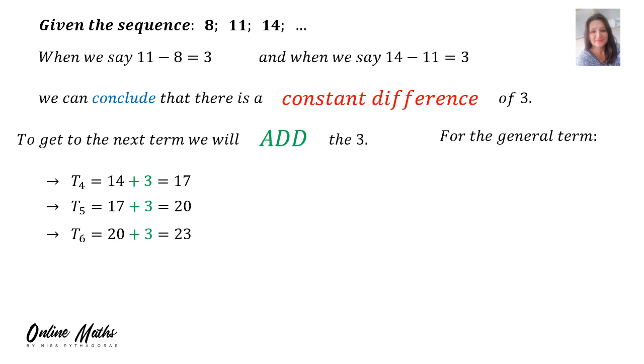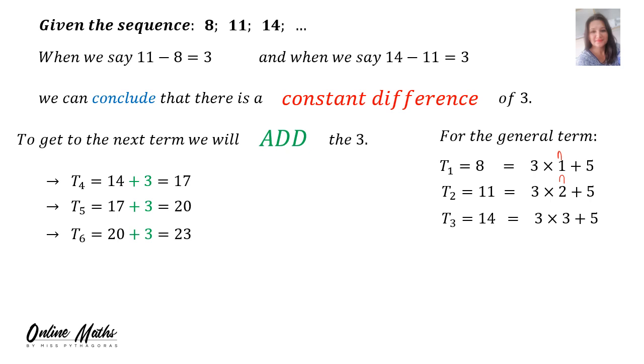Then for the general term, this is how we will go about finding it. Term 1's value is 8, and 8 consists of 3 times 1 plus 5, and the 1 is the n, the number of the term. Term 2 is 11, which is 3 times 2 plus 5. Term 3 is 14, 3 times 3 plus 5. Term 4 was 17, 3 times 4 plus 5. Can you see the pattern?